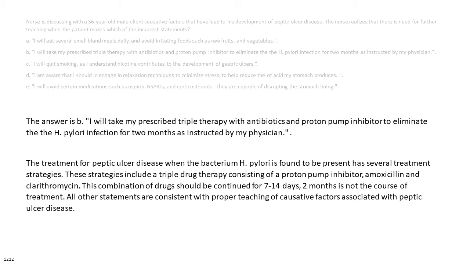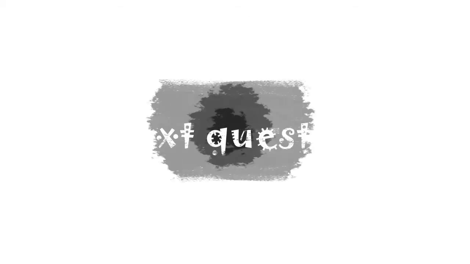These strategies include a triple drug therapy consisting of a proton pump inhibitor, amoxicillin and clarithromycin. This combination of drugs should be continued for 7 to 14 days, 2 months is not the course of treatment. All other statements are consistent with proper teaching of causative factors associated with peptic ulcer disease.